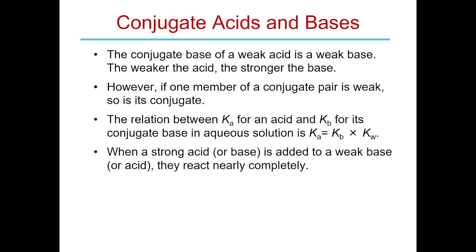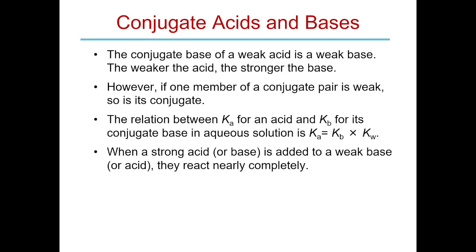The conjugate base for a weak acid is going to be a weak base, of course. The weaker the acid, the stronger the base. If you get something that's a strong base or strong acid, that means its conjugate acid or conjugate base is so weak it has no basic or acidic properties, right? Strong acid, Cl- has no basic properties. So if one member of a conjugate pair is weak, its conjugate would also then be a weak acid or weak base.